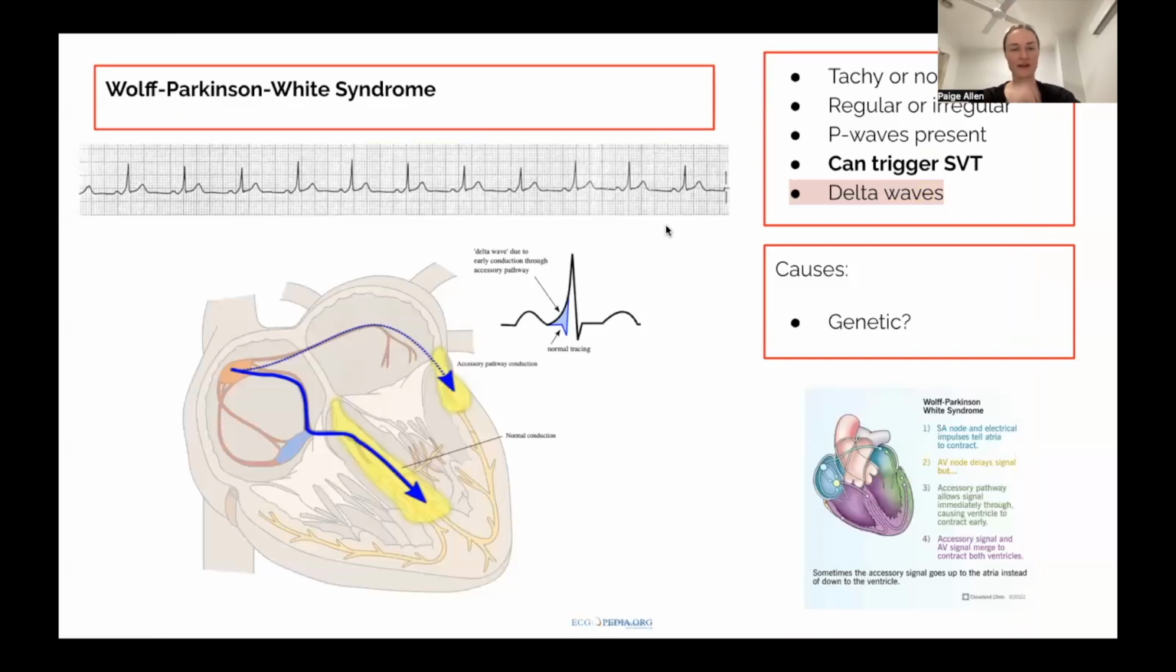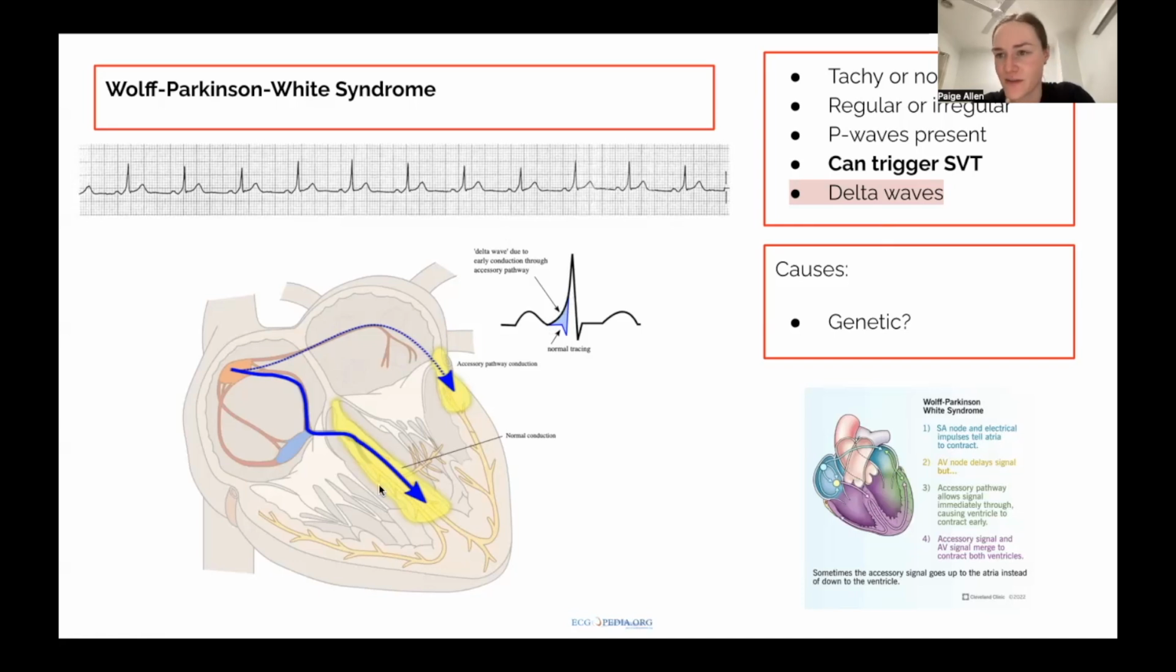All right, Wolff-Parkinson-White or WPW. This one again is usually tachycardic, but it can be just a normal 60 to 100 beats per minute. And it can be regular or irregular, which is not helpful. But the way to differentiate this from AF is that there will definitely be P waves present. The key for this one is that it has delta waves. So that's this little sloping up situation going on here.